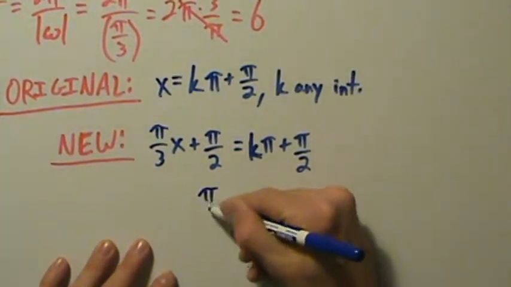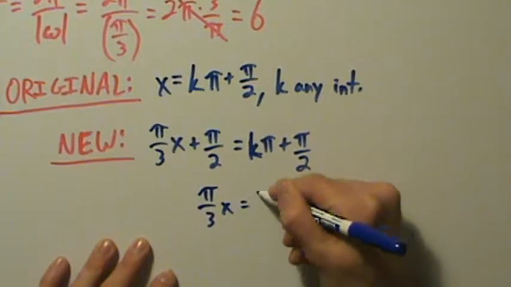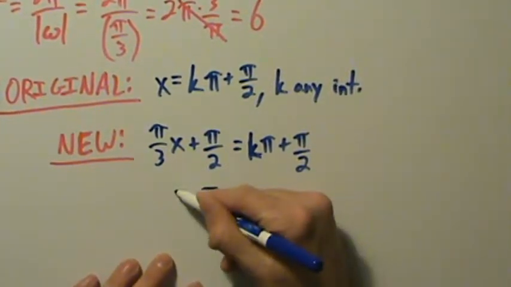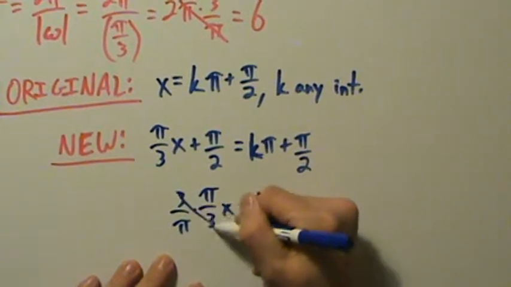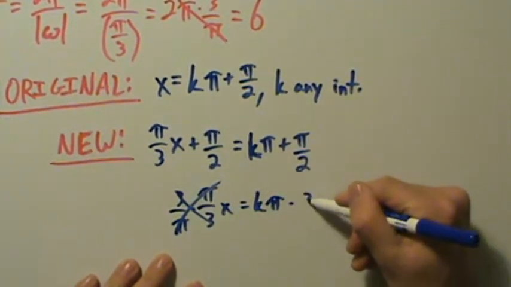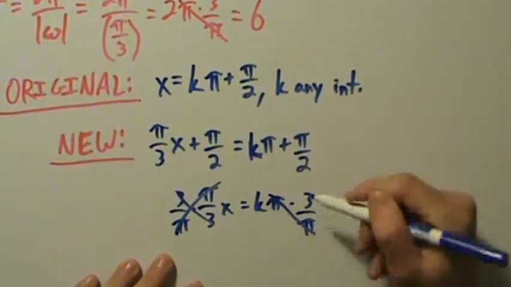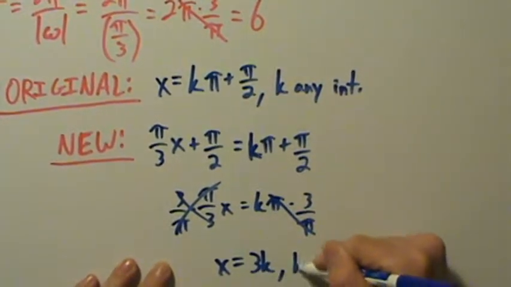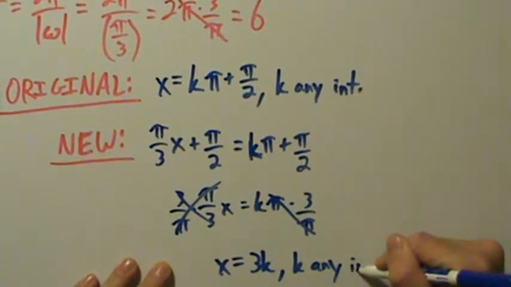So we have pi over 3x equals k pi. Okay, now we just want to get the x by itself, so multiply by 3 over pi. Okay, so cancel, cancel, and then multiply by 3 over pi. Pi cancels. So what we have left is x equals 3k, where k is any integer.